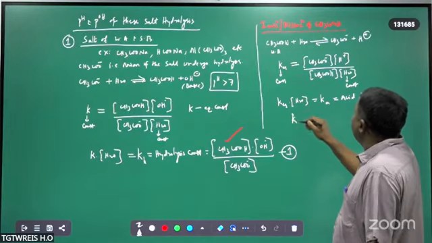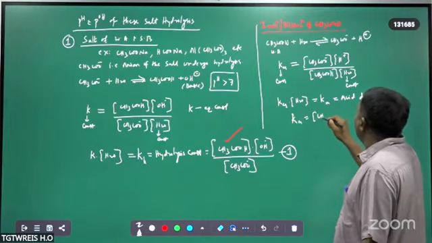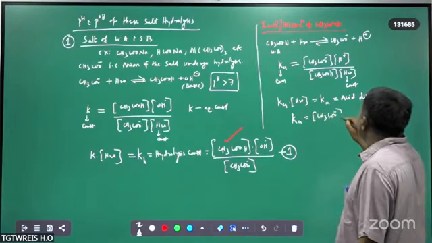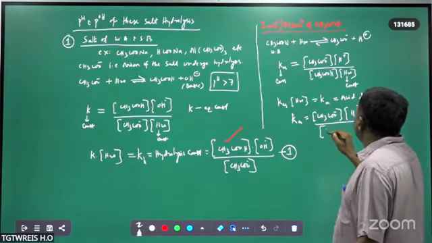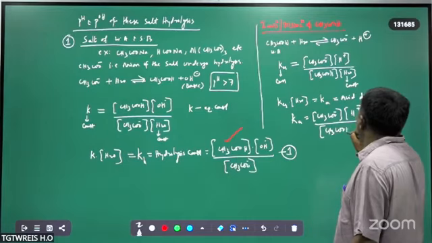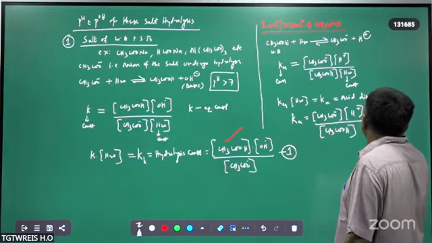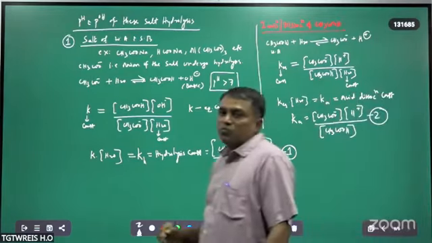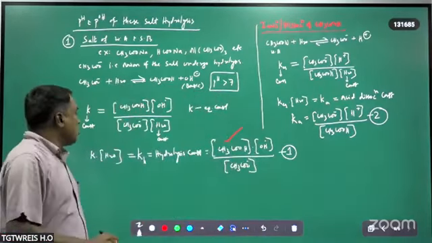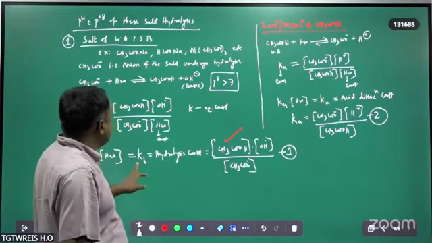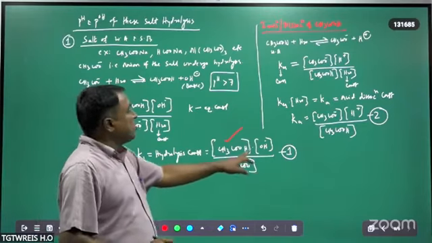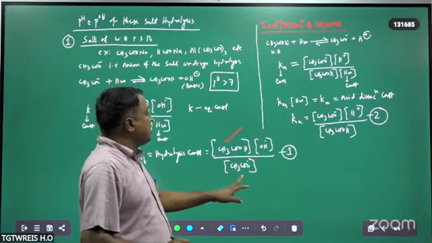So Ka is equal to [CH3COO minus][H plus] by [CH3COOH]. This is equation number 2. Now here we are calculating what? First, the hydrolysis constant, which is equal to acetic acid square bracket into OH minus square bracket by acetate anion square bracket.